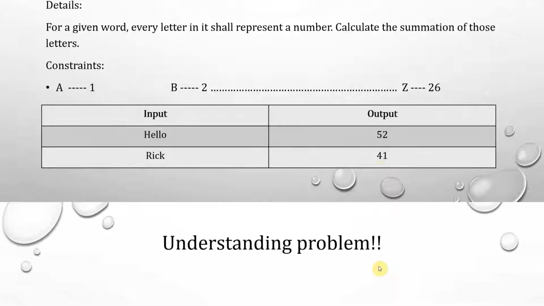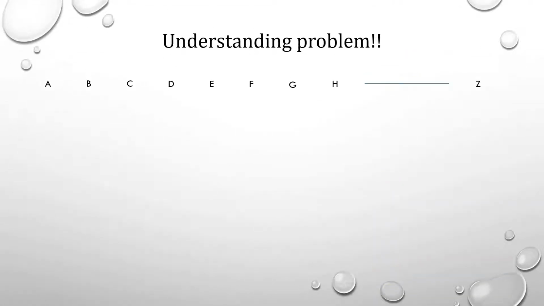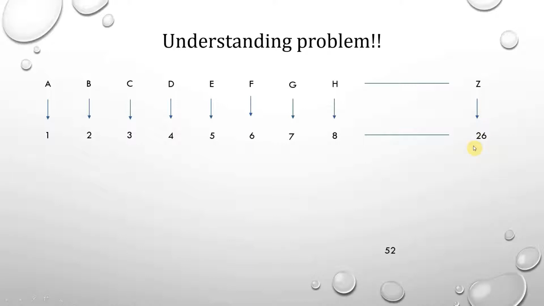So let's try to understand what exactly we are trying to do. Let's say these are all alphabets A to Z and they would be represented by a number. A is 1, B is 2, in that fashion all the way to Z, which is 26. Let's assume an example: we have hello, and H is represented by 8, E 5, L 12 and O 15. If you add all that up, you get 52. That's what we are trying to achieve. Let's go to the IDE and try to solve this problem.